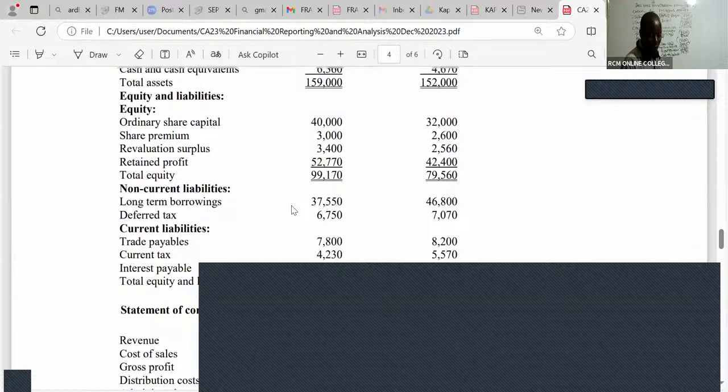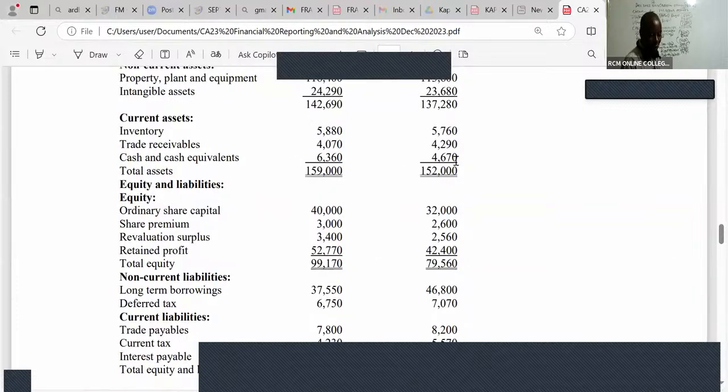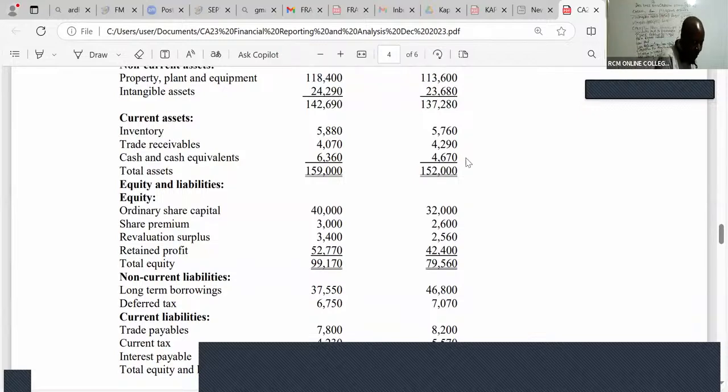So in your balance sheet, what are you able to see, ladies and gentlemen, as your cash? In your balance sheet, you can see cash and cash equivalents brought forward. It is 4670. So can somebody in this case here add for me this figure?